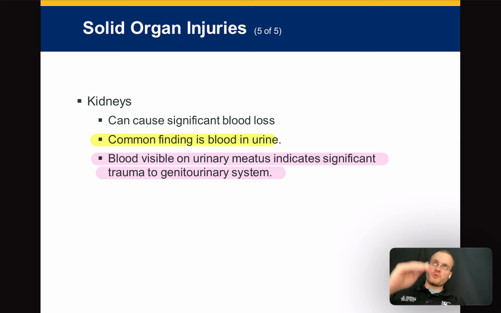So anytime you hear that there's blood on the urinary meatus, or the tip of the penis or something like that, you need to think more than likely that's a urethral injury. The urethra is what carries urine from the bladder to the outside world.